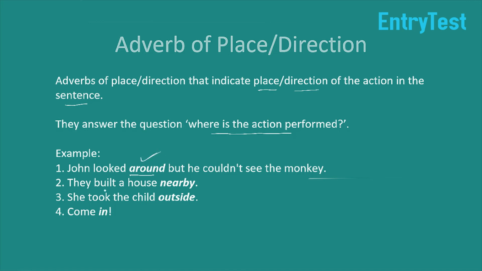Next, they built a house nearby. So where was it built? It was built nearby. So where is my keyword here. Third one, she took the child outside. So where did she take the child? She took the child outside. So outside is my adverb of place.